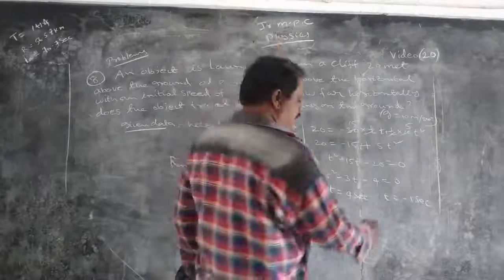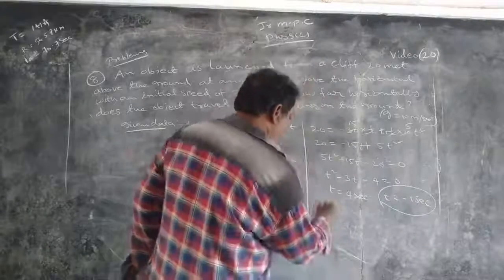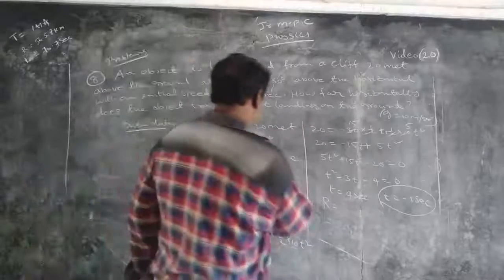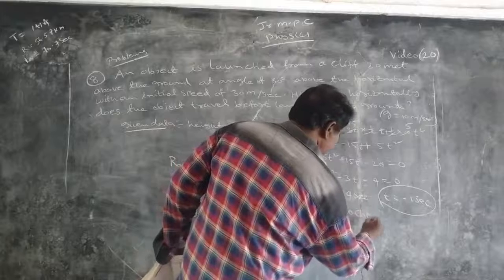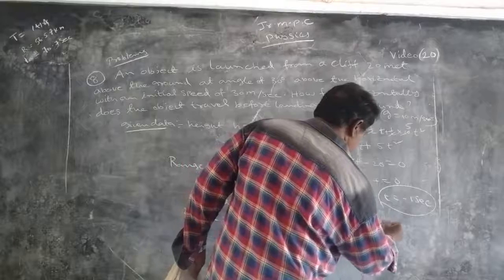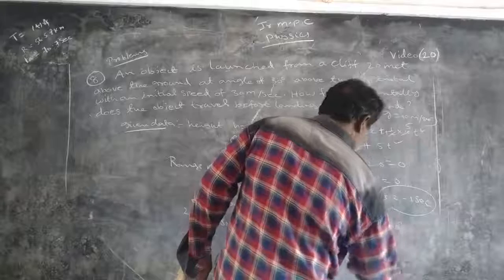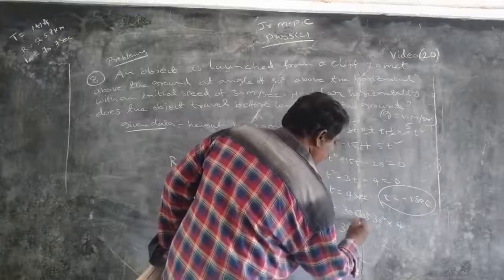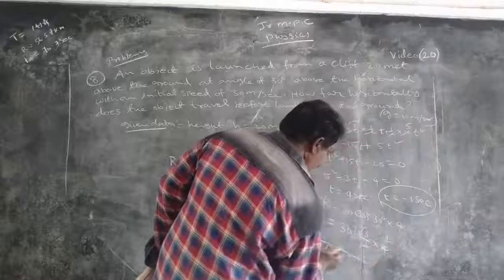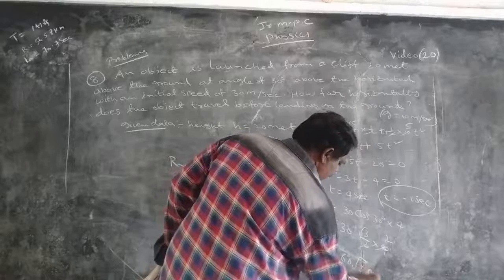So we have to always take the t value as positive. So t will be 4 seconds. Then range R is equal to u cos theta t. The u value they are given is 30, cos 30 degree, theta value 30, time value equal to 4. That is equal to 30 cos 30, root 3 by 2, into 4. So range R is equal to 60 root 3 meters.